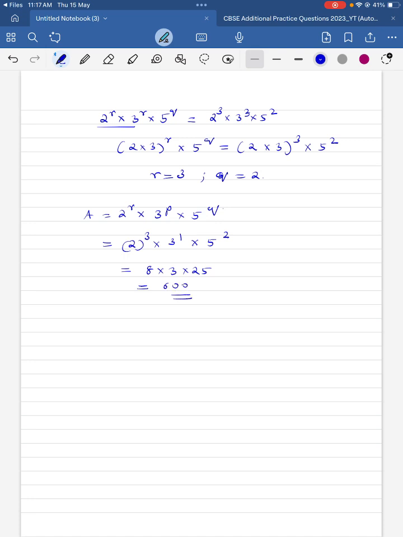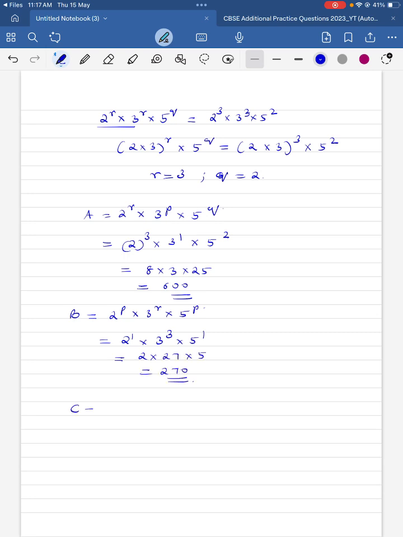Now the value of B is equal to 2 to the power of P times 3 to the power of R times 5 to the power of P, which is 2 to the power of 1 times 3 cubed times 5 to the power of 1. So that will be 2 times 27 times 5, which will be 270.